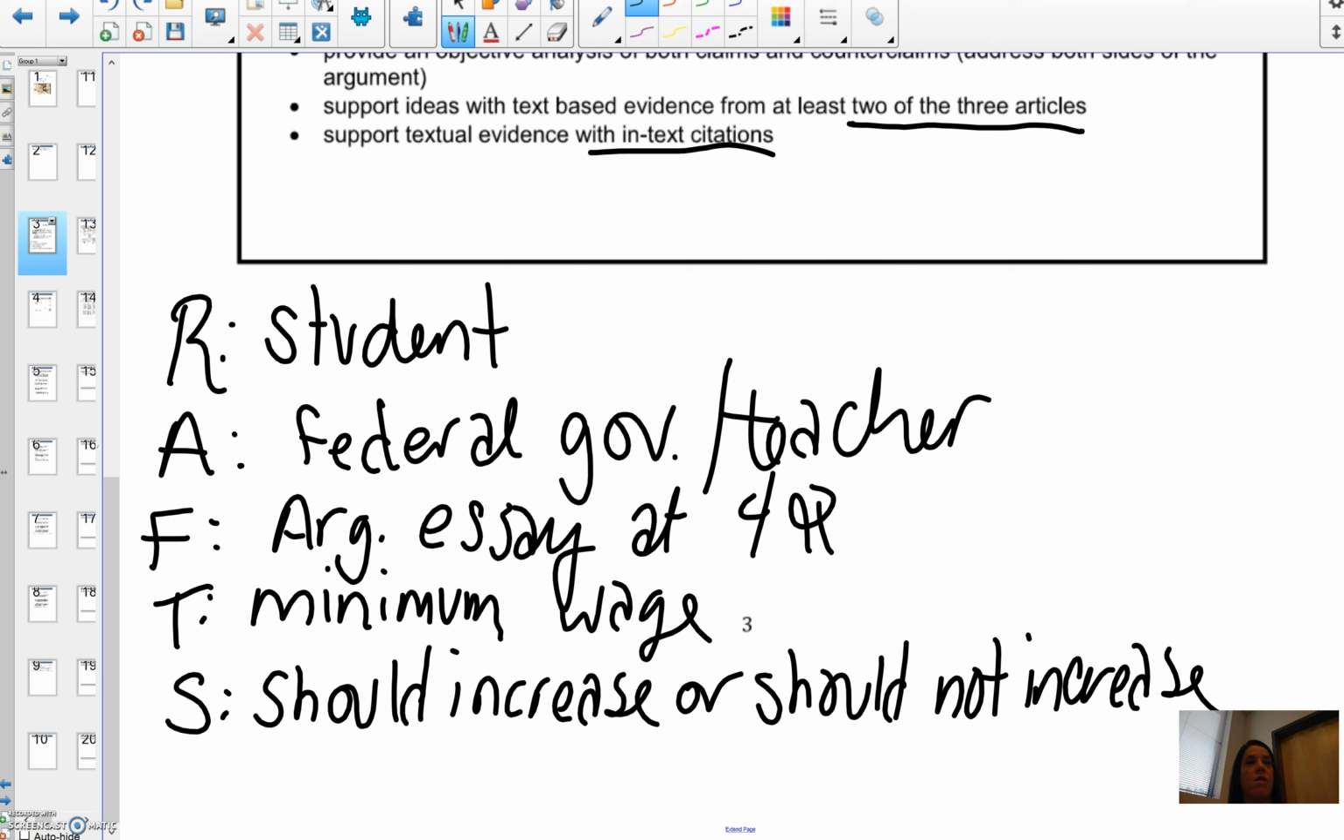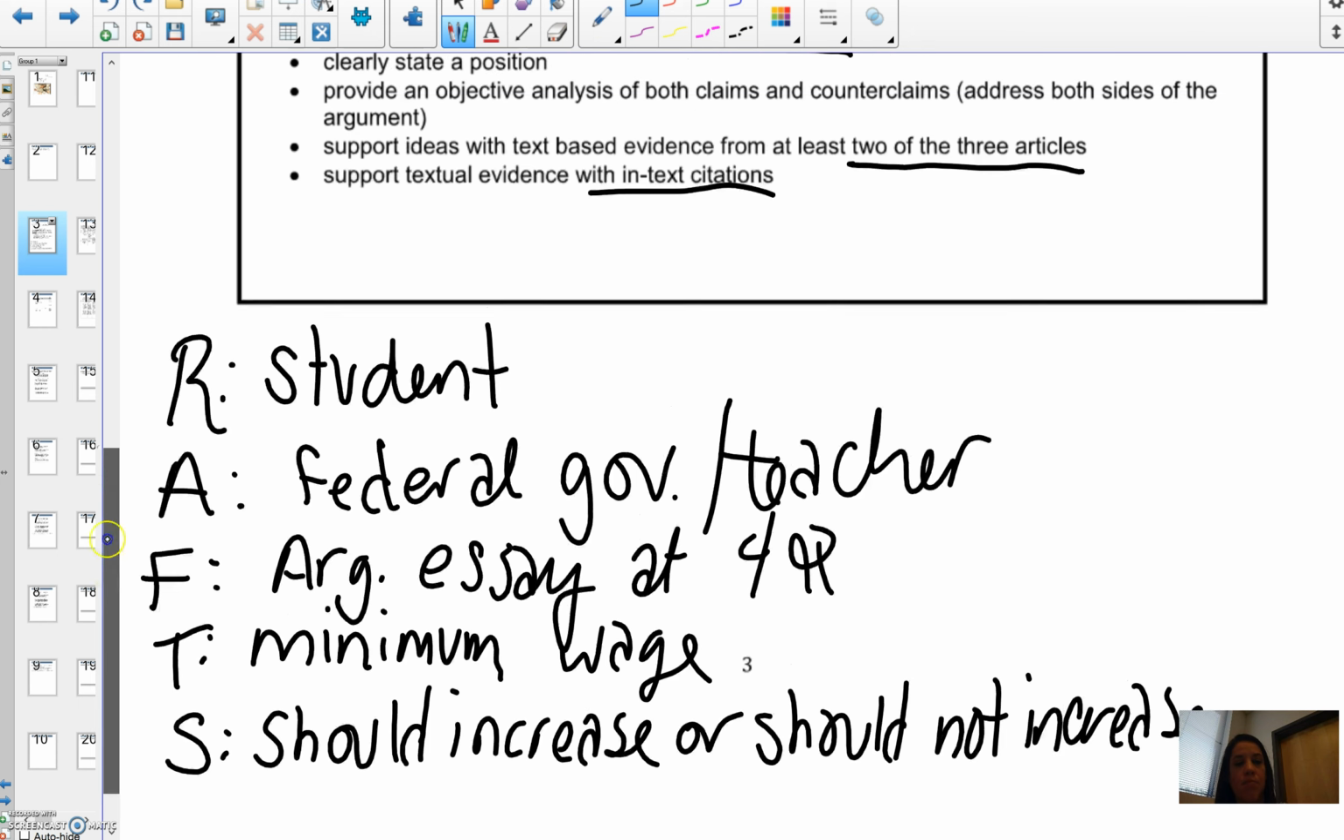We're not going to decide, because I initially might think I need to increase the minimum wage, but then when I go back and look at what the articles are saying, I can maybe write a better essay on why it should not be increased. So you need to make that decision after you read the articles, which is going to be step 2. But we just now finished step 1.